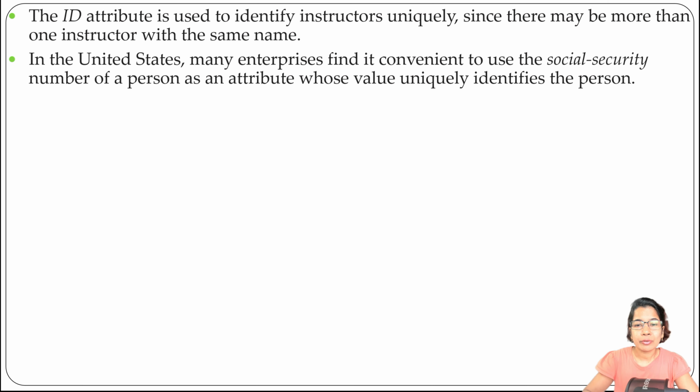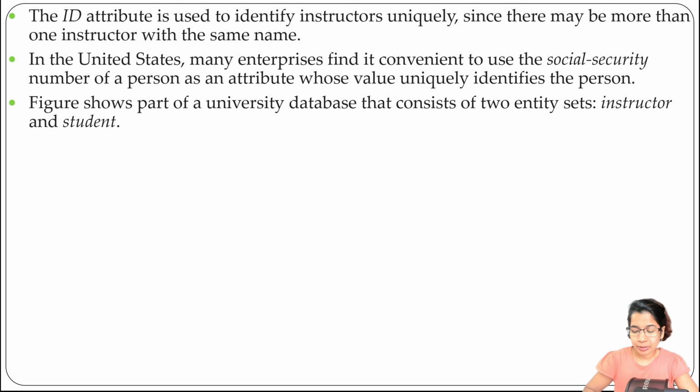In the US we commonly use SSN to uniquely identify. In India you can say Aadhaar card number. Aadhaar card number is linked with everything, and every person's Aadhaar card number is different, right? So we can say the Aadhaar card number uniquely identifies one person from another.